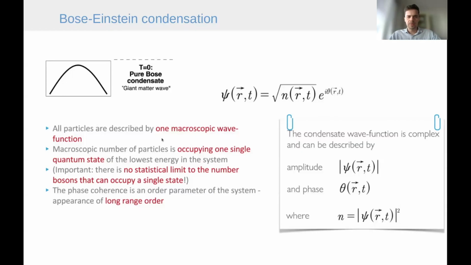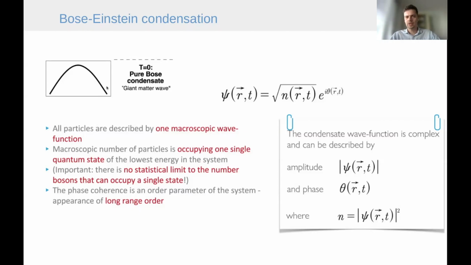Now, a macroscopic number of particles is occupying this state. So it means that if we have, let's say, a very large number of particles, let's say 1 billion particles, we have a significant fraction of the particles in this state. In all other, excited states, we have much fewer particles. As I mentioned, there is no limit to the number of bosons that can occupy this state. And another interesting property coming from this formula is that there is a phase coherence in the system.